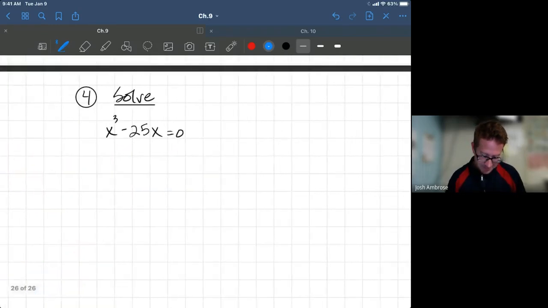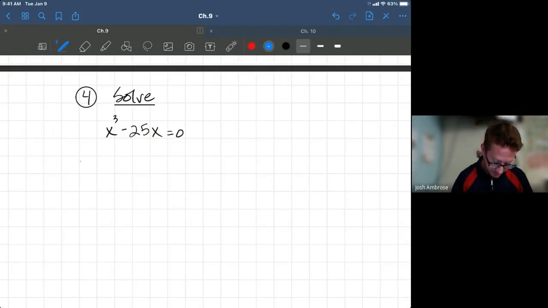Okay, now we're looking at a binomial, only 2 terms, but always step 1: look at what could be factored out. Look at this, x cubed minus 25x. What do they both share? What do they have in common? Each of them has an x. That one has 3 x's, that one only has 1 x. So the biggest thing I could take out of both is just 1 x. Let's do that. There's an x. Rewrite it: x squared minus 25.